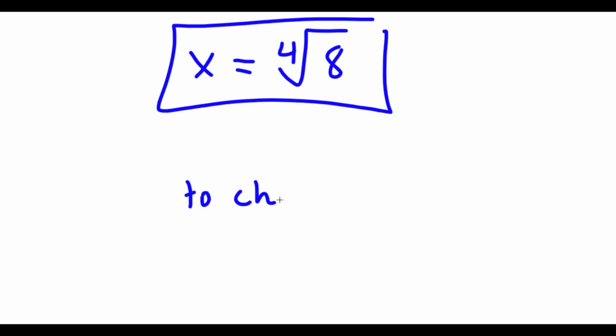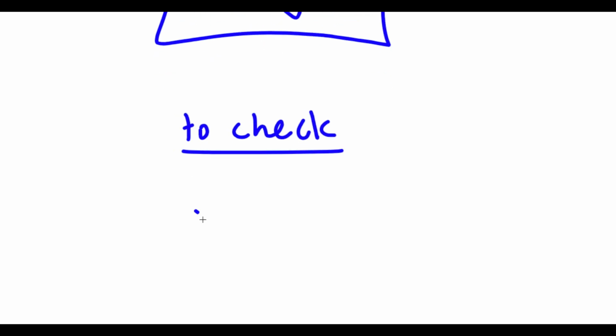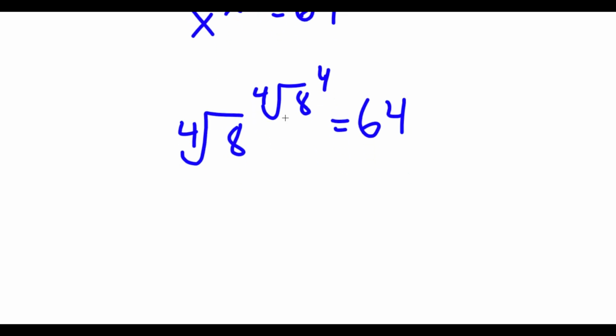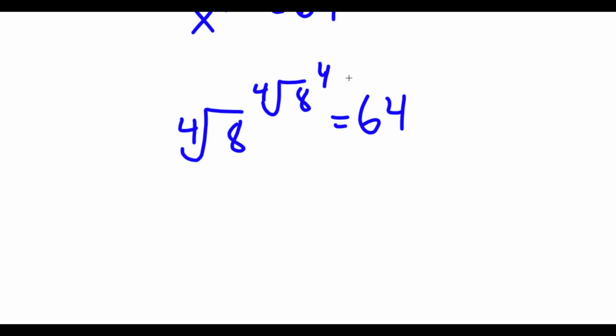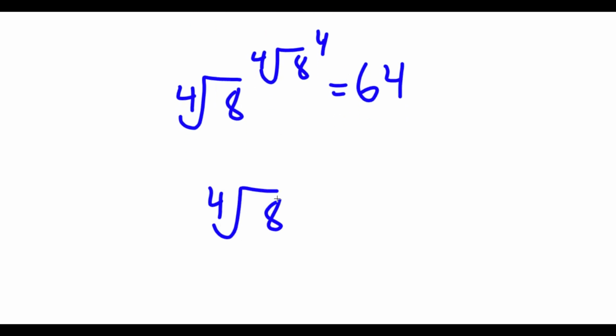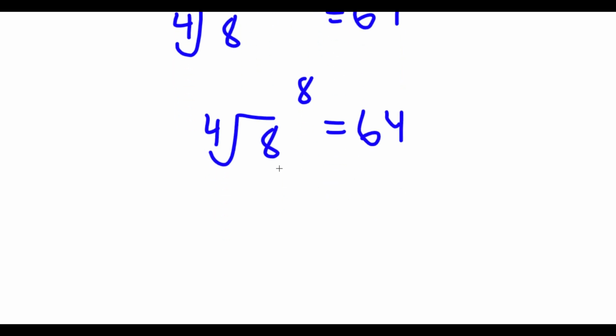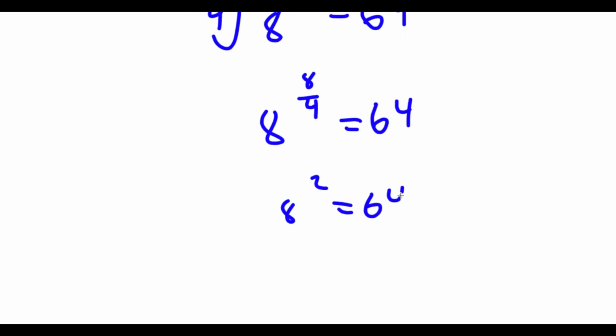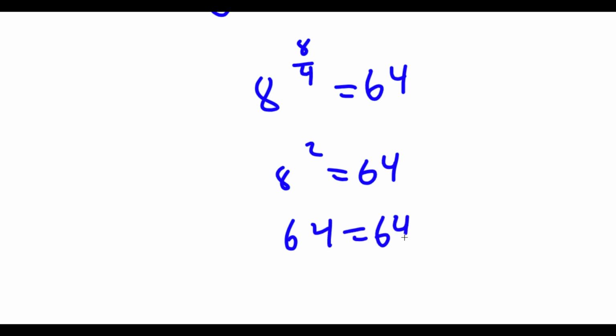So now to check, my original equation was x to the power of x to the power of 4 is equal to 64. x is equal to fourth root of 8, so now I have fourth root of 8 to the power of fourth root of 8 to the power of 4 is equal to 64. Now the fourth root of 8 to the power of 4 is simply 8, so now I have fourth root of 8 to the power of 8 is equal to 64. Now, this is the same thing as 8 to the power of 8 over 4 is equal to 64, meaning 8 to the power of 2 is equal to 64, and 64 equals 64. So this is right.